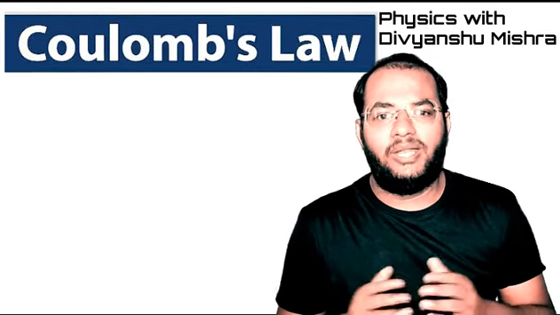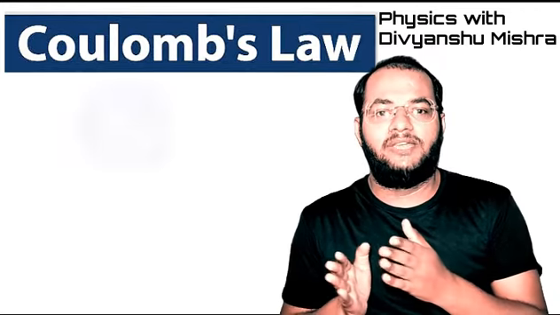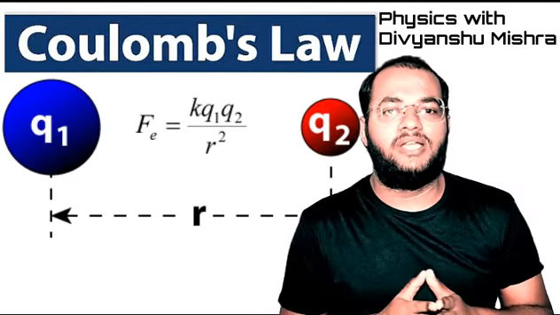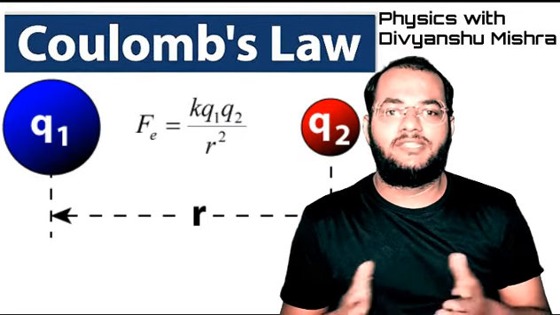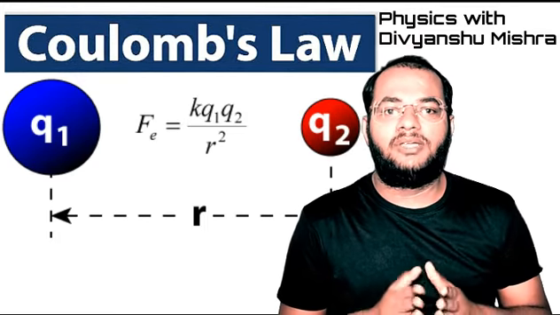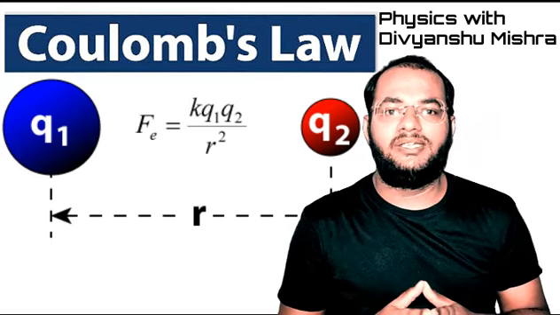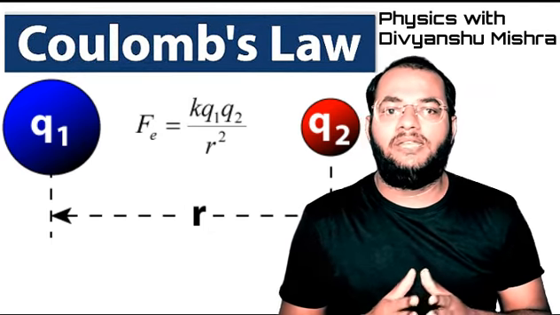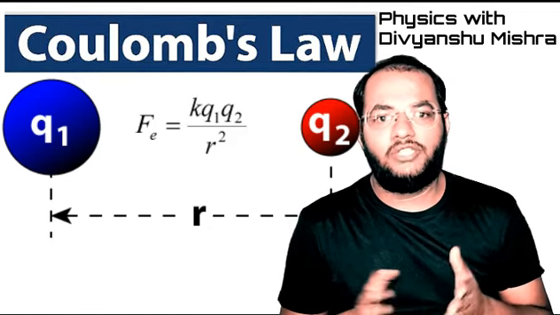charges. Now let us consider there are two charges, the first charge which is Q1 and the second charge which is Q2, and the distance between them is small r. Then the force between them will be F equals K Q1 Q2 upon r squared. In this equation, K is the constant of proportionality, the value of which depends upon the nature of the medium separating these two charges.